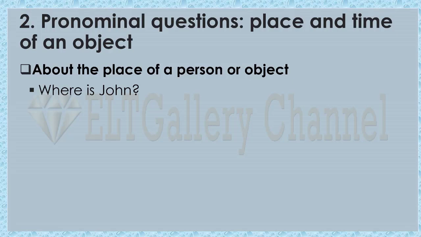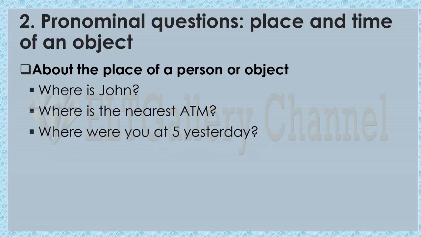Where is John? The structure is where, and then you have be, and then you have the noun subject. Where is John? John is in the library. Where is the nearest ATM? It's in front of the post office, for example. So the nearest ATM is, that's a question about the place of an object.